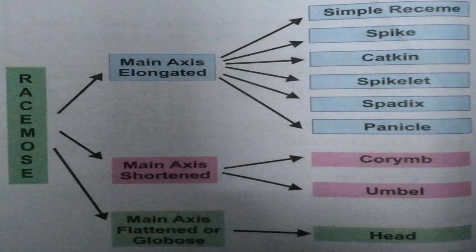Then main axis short-ended is also divided into two types: one is corymb, the other is umbel. Then main axis flattened or globose has the head only. This is the major types of the racemose. Now we are going to see them in detail.